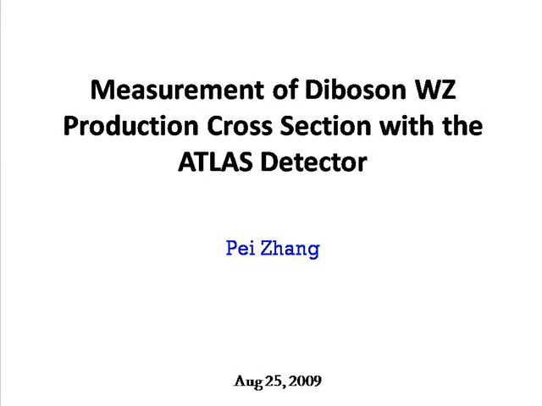Hello everyone, my talk today is titled Measurement of Diboson WZ Production Cross-Section with the ATLAS Detector. That's basically what I did as a master's student.